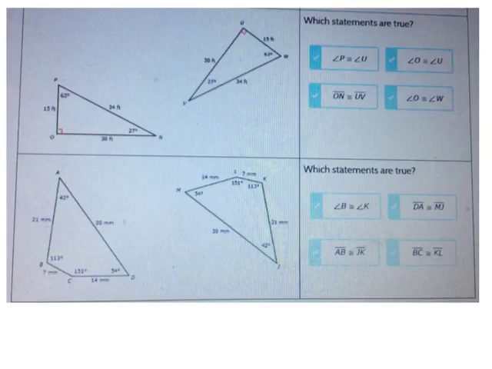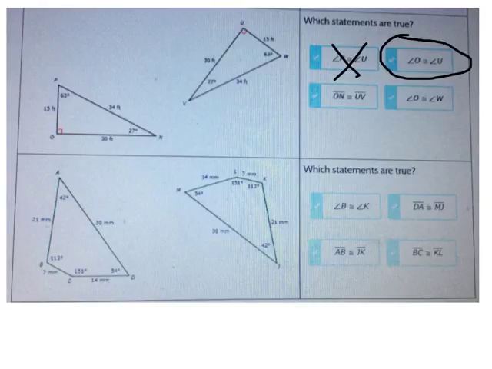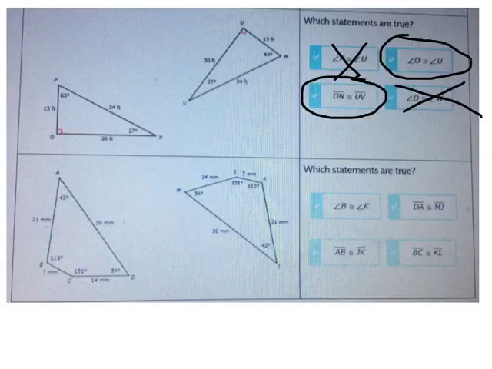Is angle P congruent to angle U? No. Is angle O congruent to angle U? Yes. They represent the same angle in the triangle after it's been rotated. Is line segment ON congruent to UV? Yes. They represent the same side after the triangle has been rotated. Is angle O congruent to angle W? No. They have different measures and they are not corresponding angles.